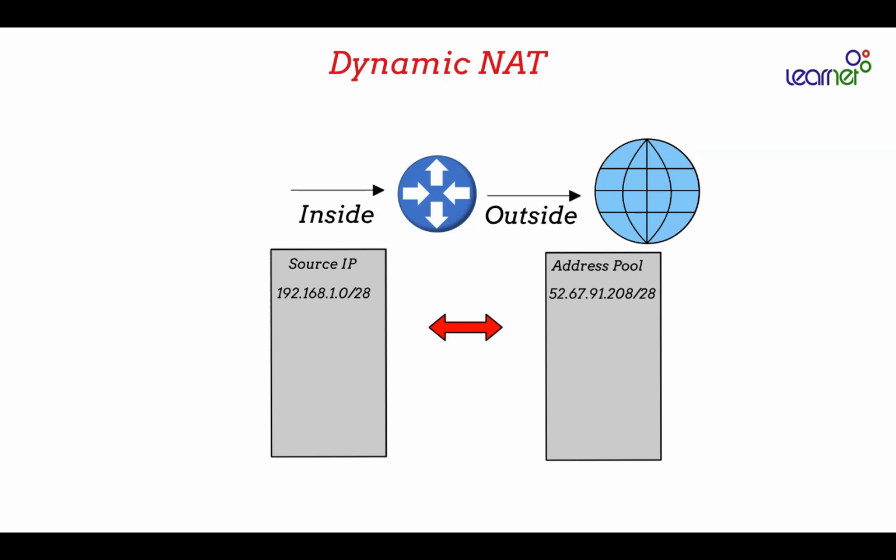Because, for example, if you have 16 users inside and you purchase only 8 public IP addresses, and if the first 8 users connect to the internet, and the 9th user comes in, then there is no available address in the address pool, so the router cannot NAT that IP address and send it outside. So the 9th user won't be able to access the internet.